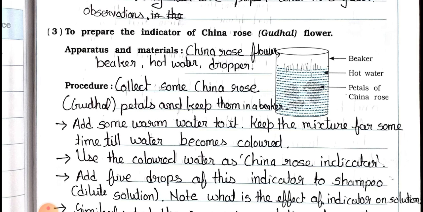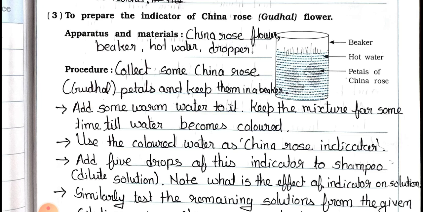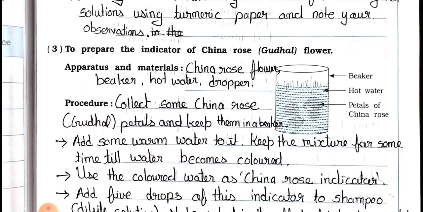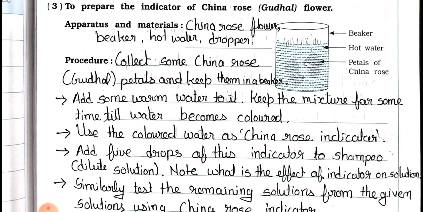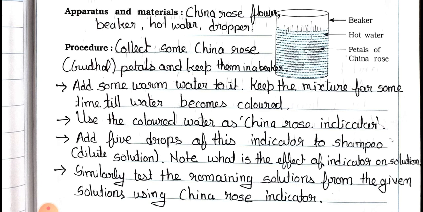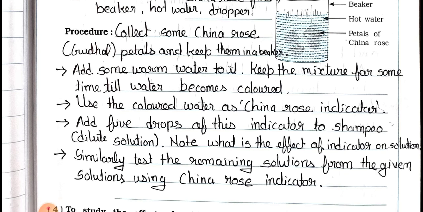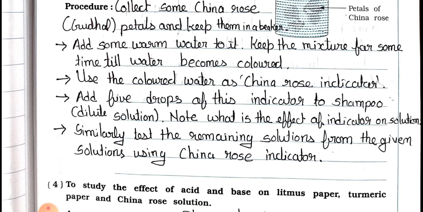To prepare the indicator of China rose, Gudhal flower. Here the apparatus and materials are China rose flower, beaker, hot water and dropper. See here it's a beaker, hot water in it, and petals of China rose are there. Procedure: collect some China rose, meaning Gudhal, petals and keep them in a beaker. Add some warm water to it, keep the mixture for some time till the water becomes colored. Use the colored water as a China rose indicator.